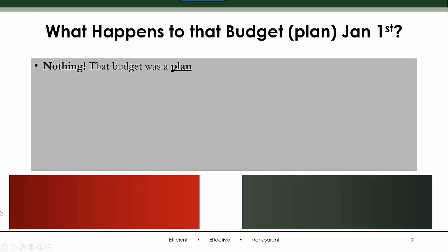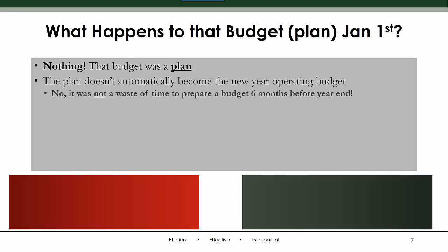So then what happens to the budget, that plan that you worked so hard on? Nothing. It was a plan. So you don't just start January and put that on the table in front of the board and say, we adopt the budget, because that was a plan. The plan doesn't automatically become the new year operating budget. And no, it wasn't a waste of time to prepare a budget 6 months before year end. It is a very good idea.